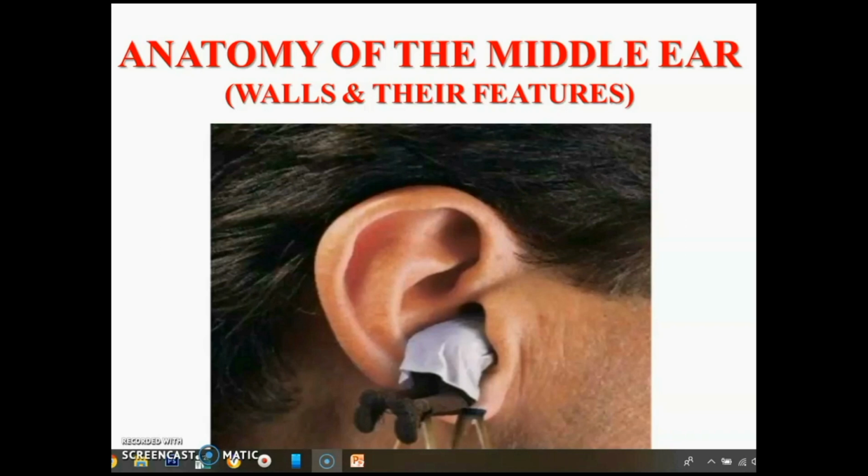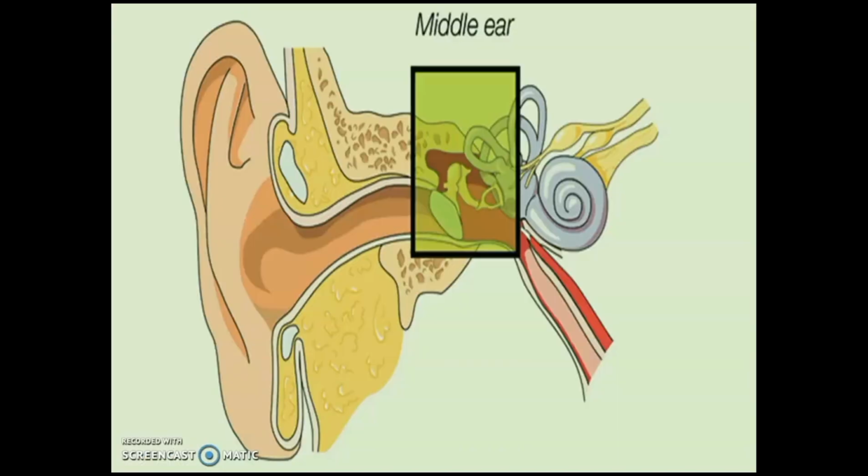Today we will discuss the anatomy of the middle ear, its walls and their features in detail. In the previous video we discussed the external ear, that is the auricle and external acoustic meatus, and today we will see the middle ear. As you know, the three parts of the ear are the external ear containing pinna and meatus, then the middle ear, then the inner ear.